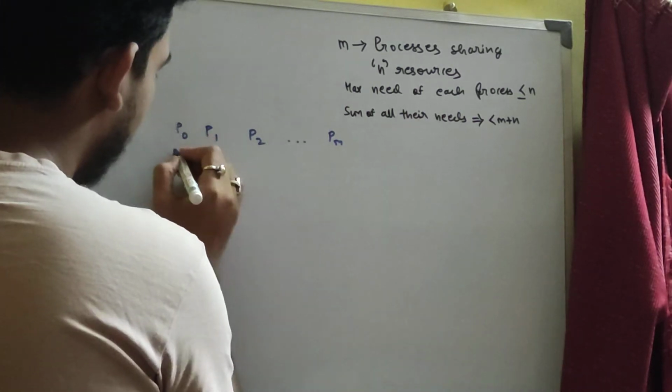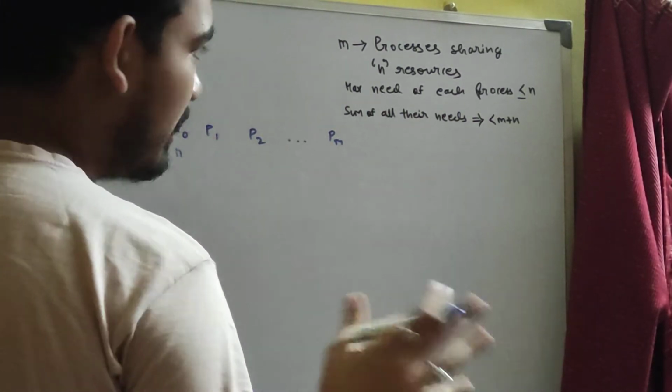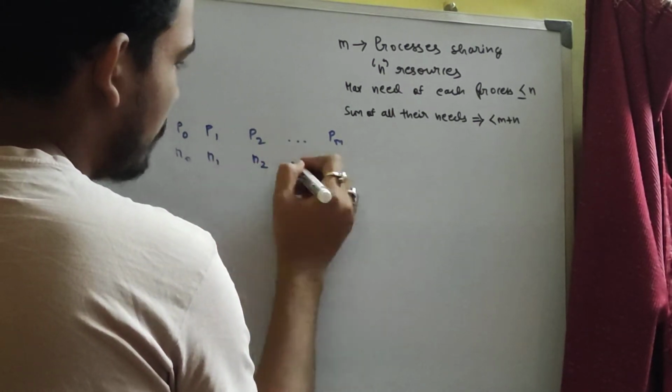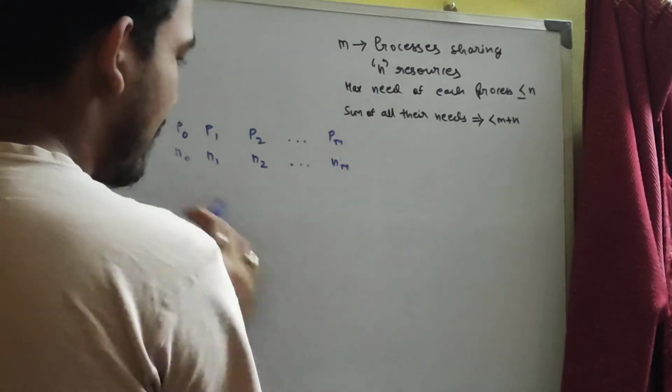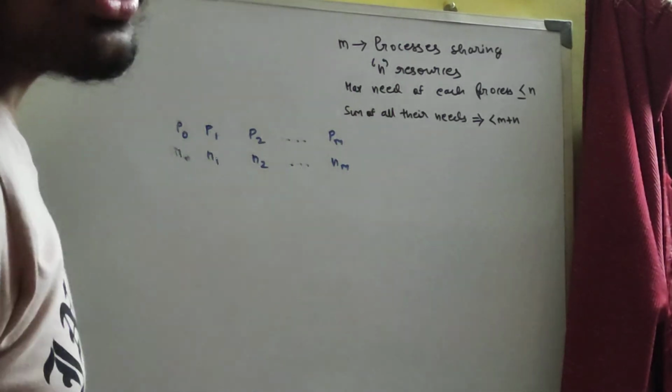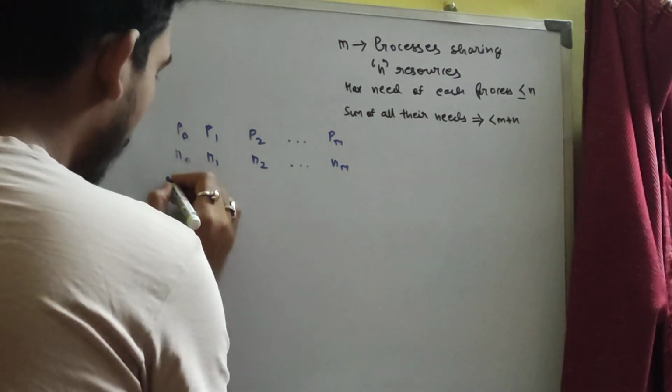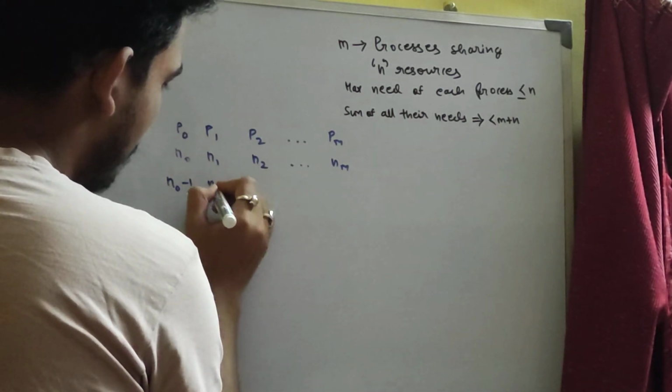So we are taking it as an arbitrary value, any arbitrary value, as n0, n1, n2, dot dot dot, up to nm, which is the maximum need of each process. Now in order to have a deadlock, we need to hold back one resource from every process. So we are holding back one resource from each of these processes.